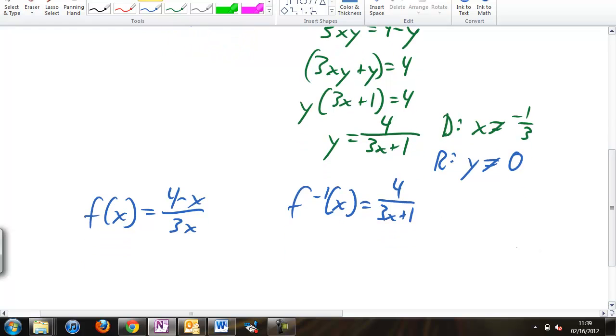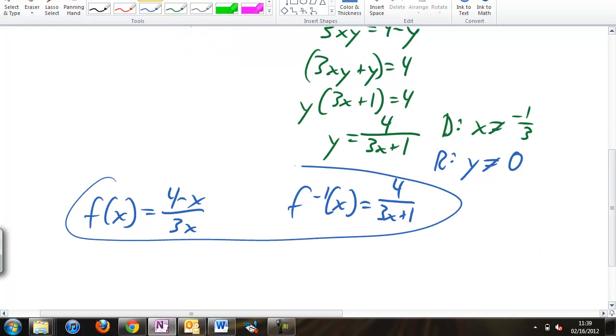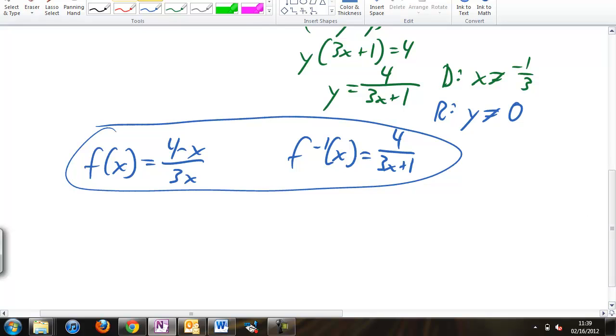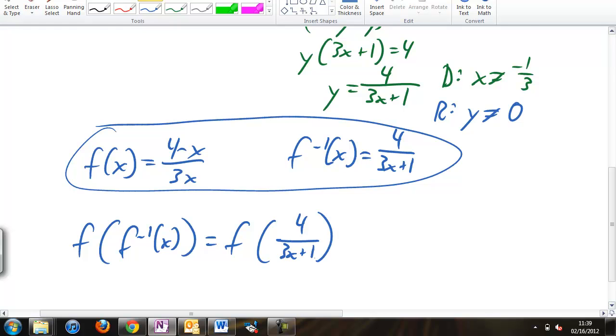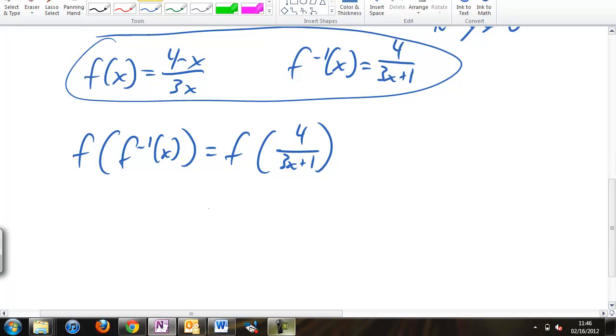Now we have to verify this, and this can be a little bit tricky. These are what we're working with. We want to take them and plug them into each other. Let's start with, I'm going to take the f inverse, like this, plug it in. What that means, take the 4 over 3x plus 1 and plug it into the f function. So 4 minus 4 over 3x plus 1 over 3 times 4 over 3x plus 1.